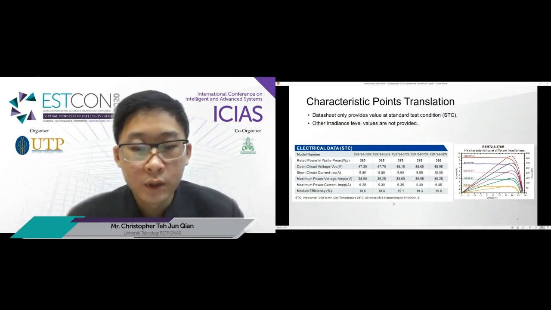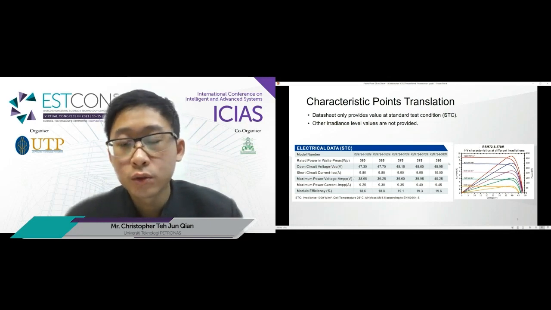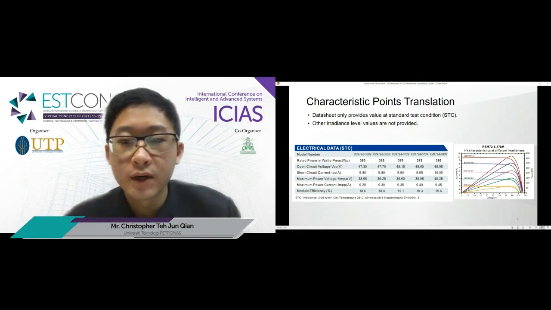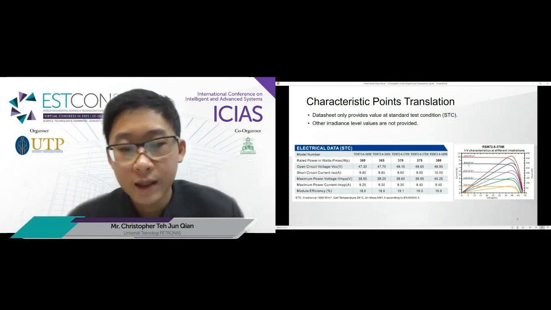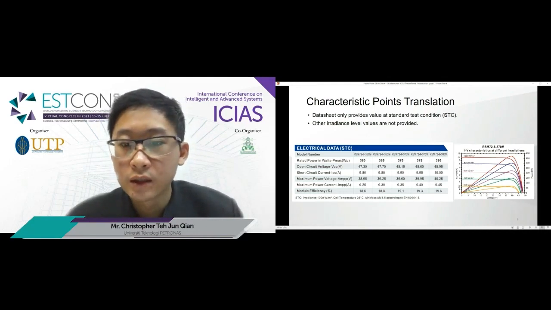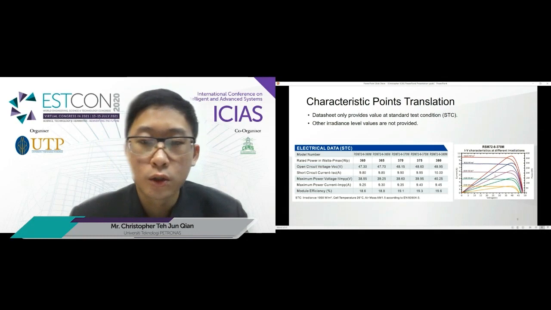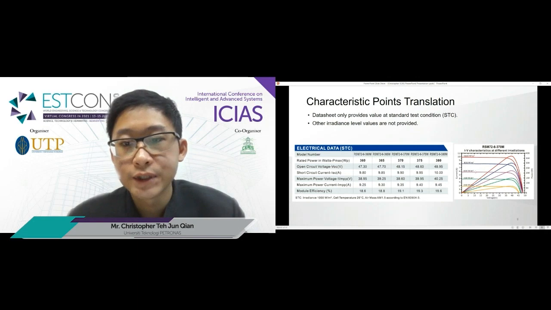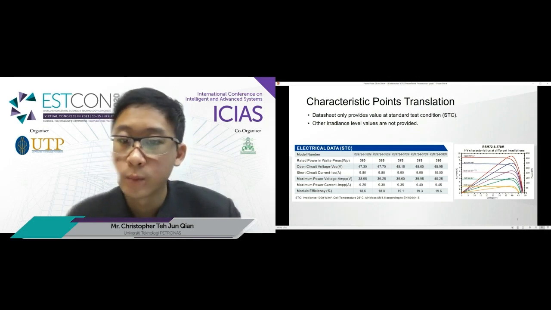So not only do you get these values at STC, some datasheets will also give this IV curve. So we will have this IV curve on the horizontal line, and this other curve is the PV. Although these IV curves are given, the values at 800, 600, 400, and 200 are not given. So if we perform the optimization method, then the researcher will not be able to perform the algorithm.